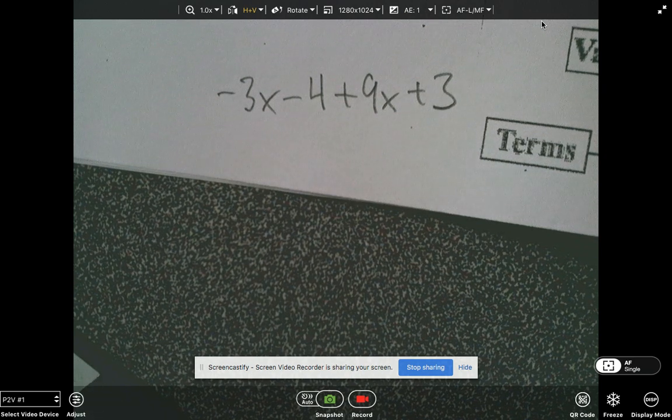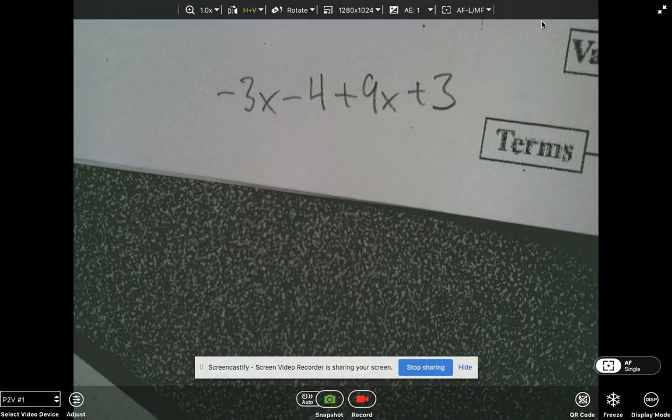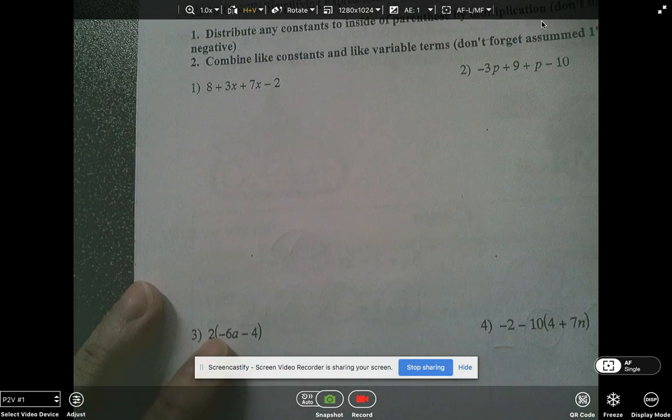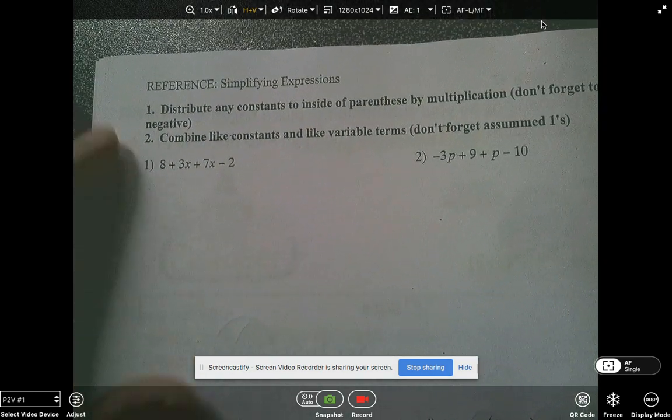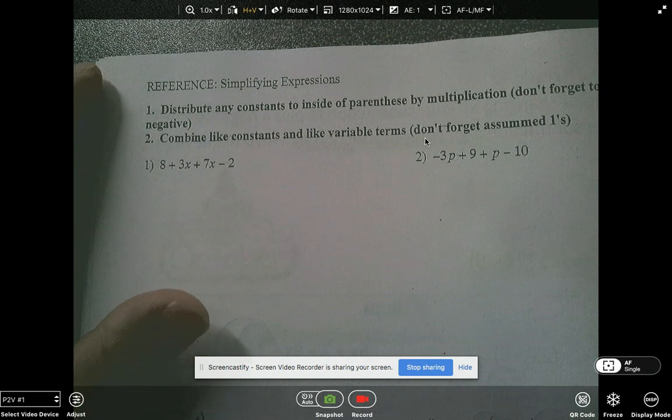Raise your hand. Could you tell me what is the variable in this expression? X. Raise your hand. What are the variable terms? Negative 3x and 9x. And then what are my constants? Negative 4 and 3. All right, so for today's examples, we're just going to go through and actually practice simplifying expressions. So I'm going to have to pause the video here.